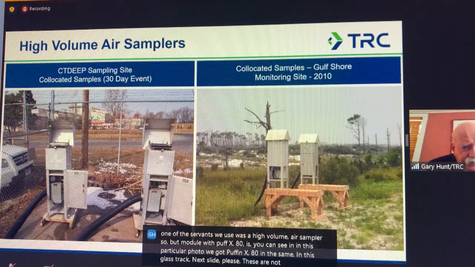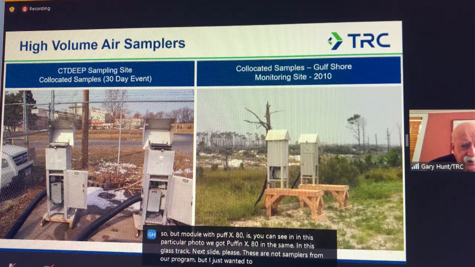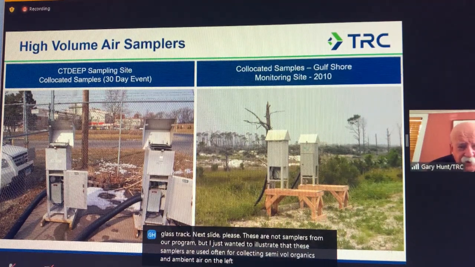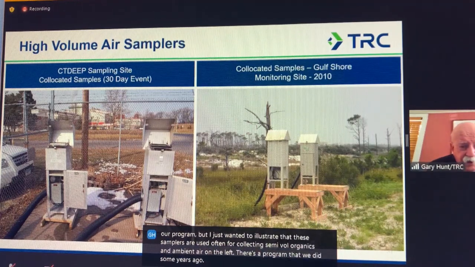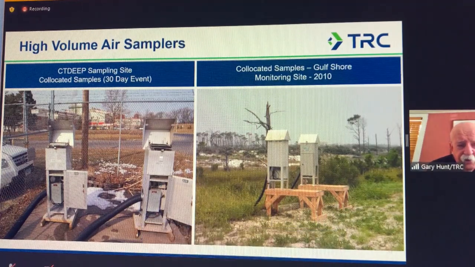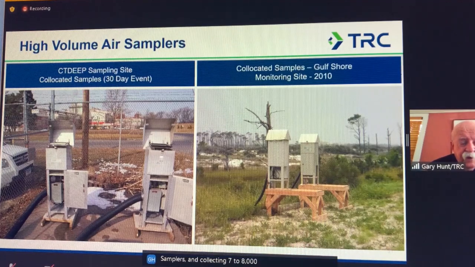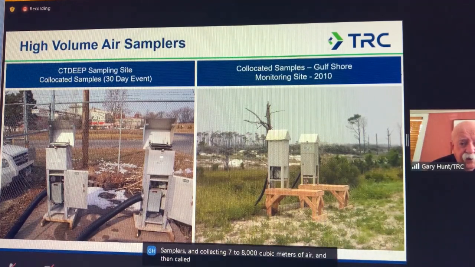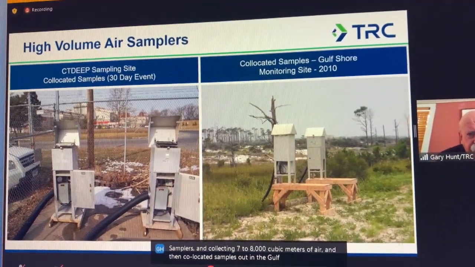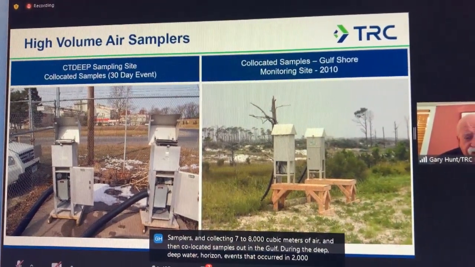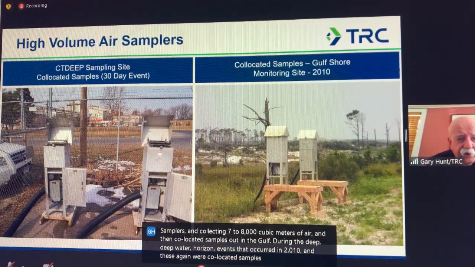These are not samplers from our program, but I just wanted to illustrate that these samplers are often used for collecting semi-volatile organics in ambient air. On the left, there's a program that we did some years ago for the Connecticut DEP related to dioxins. It was a 30-day sampling event using high-volume samplers and collecting 7,000 to 8,000 cubic meters of air. And then co-located samples out in the Gulf during the Deepwater Horizon event that occurred in 2010, and these again were co-located samples for dioxin sampling.